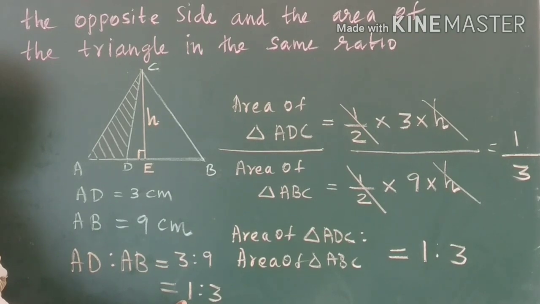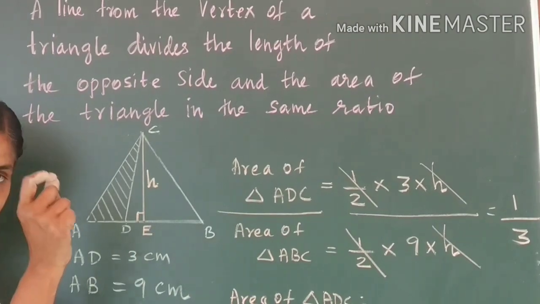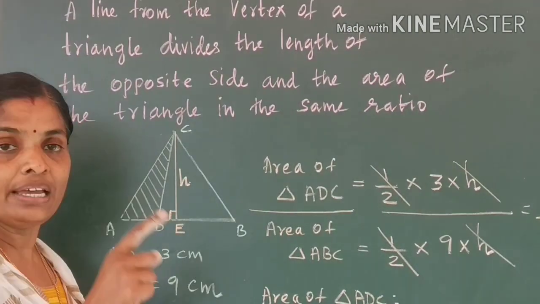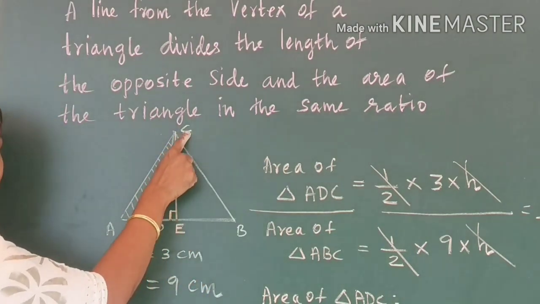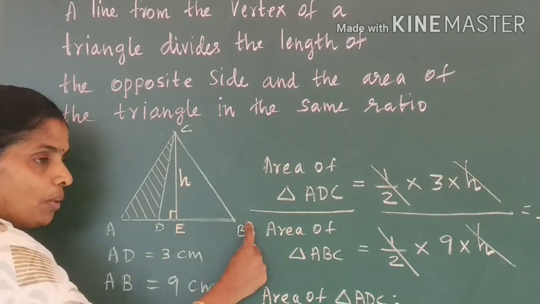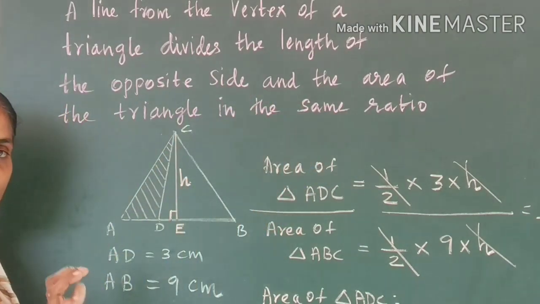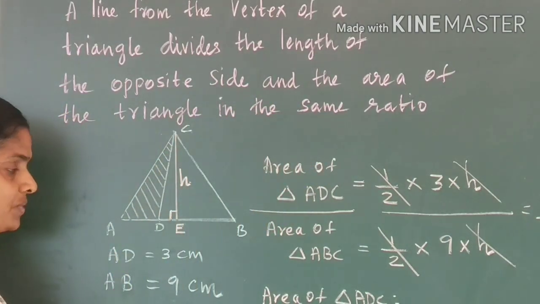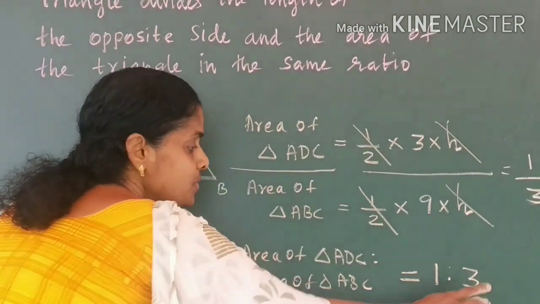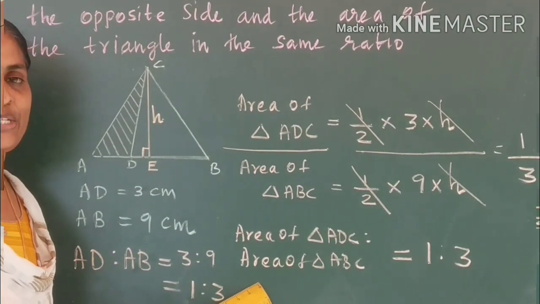Is the idea clear? Now come to the statement. What was the statement here? A line. So we are talking about this line CD. A line drawn from the vertex of a triangle divides the length of the opposite sides and the area of the triangle in the same ratio. We got bases in the ratio 1:3. Their areas is also in the ratio 1:3. Hope the idea is clear to you.